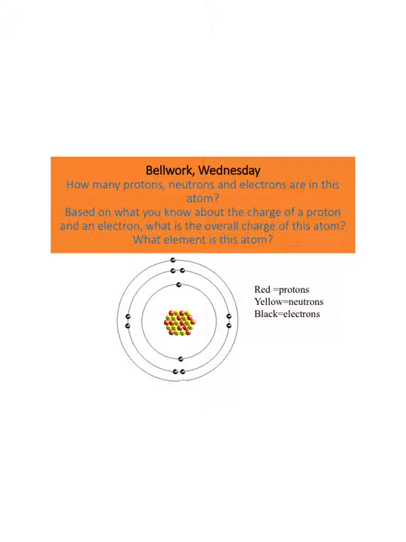As we see from the little key here, the protons are in red, so we count 1, 2, 3, 4, 5, 6, 7, 8, 9, 10, 11, 12 protons. And count your yellow neutrons: 12 neutrons as well. So we've got 12 protons, 12 neutrons, and if we count our electrons, we've got 2, 4, 6, 8, 10, 11. 11 electrons.